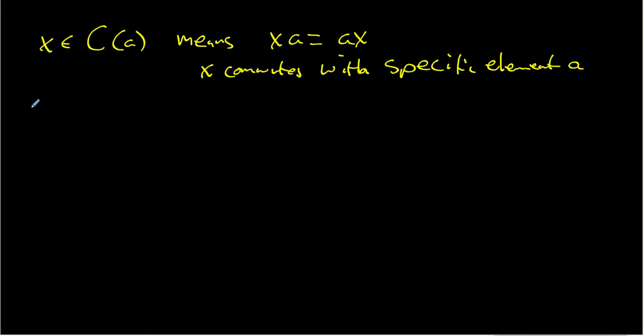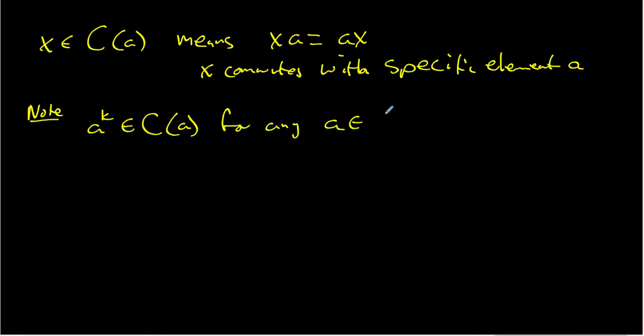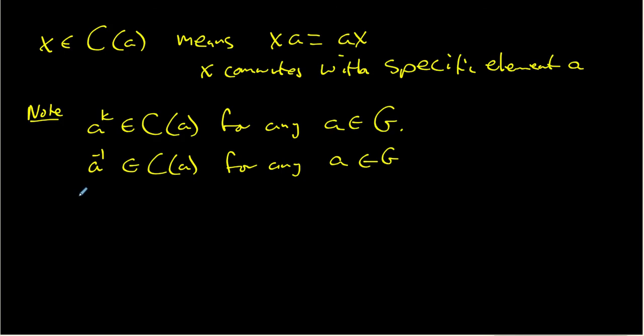And in particular, all of the powers of A are always going to be in the centralizer. So it's worth noting that A to the K is always going to be in the centralizer of A for any A inside of a group G. Likewise, you commute with your inverse, so the inverse of A is always going to be inside the centralizer for any A inside G. And putting these two things together, your negative powers are also always going to be inside your centralizer.